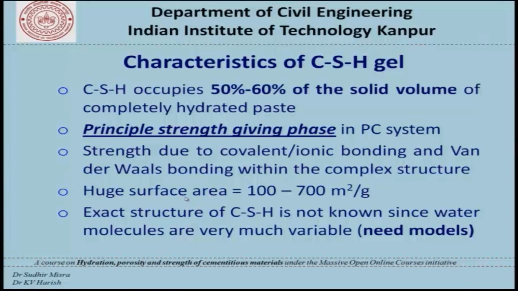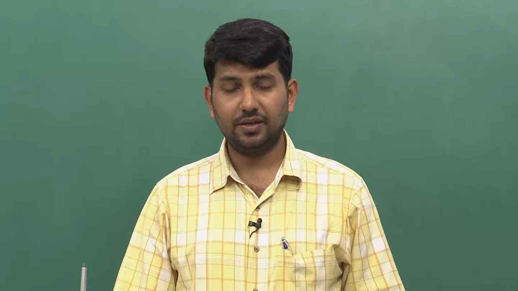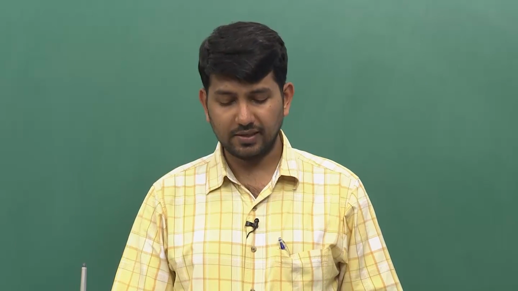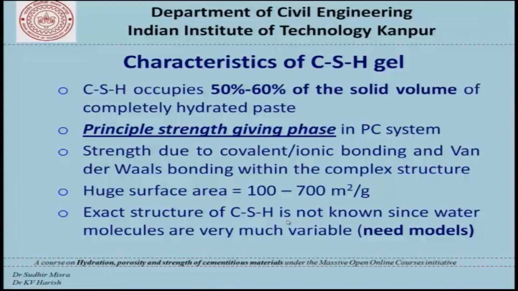The calcium silicate hydrate gel has a huge surface area of 100 to 700 meter square per gram, and the exact structure of calcium silicate hydrate gel is not actually known, primarily because the water molecules are very much variable, and we actually need specific models, theoretical models or empirical models to understand the structure of calcium silicate hydrate gel.